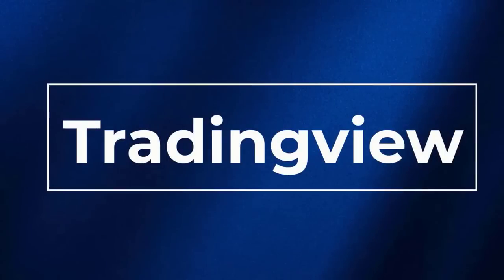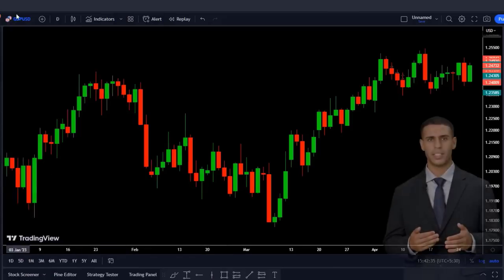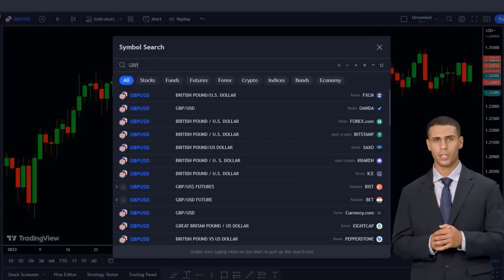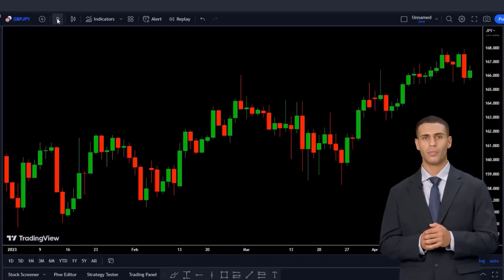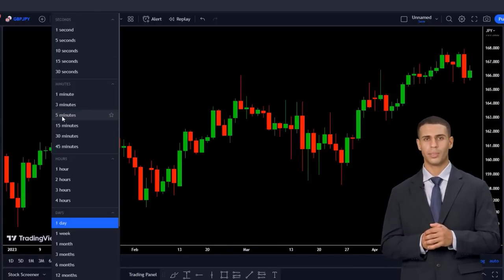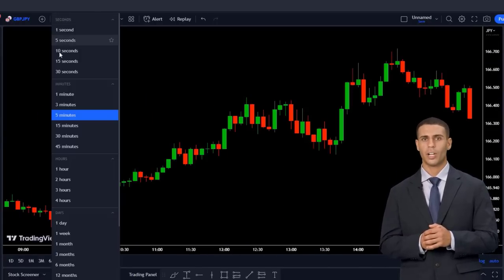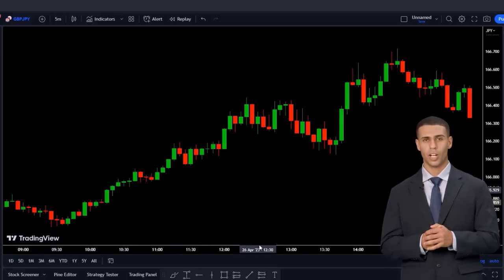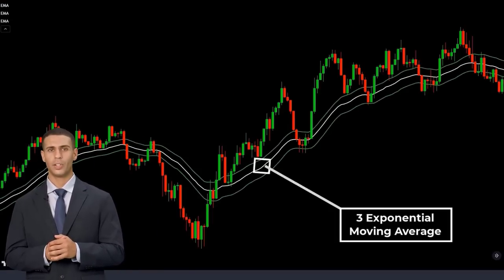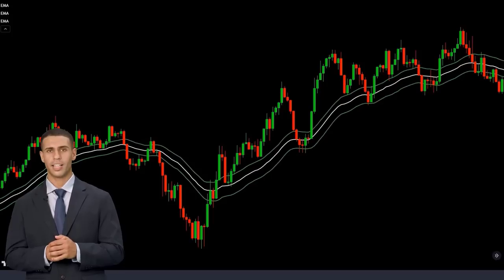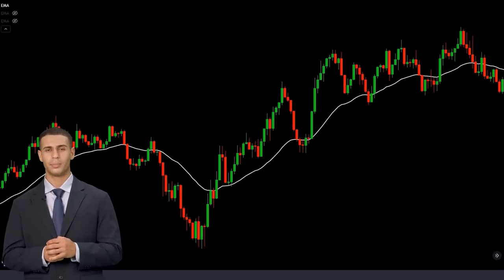First of all, open the TradingView.com website and then select the GBP/JPY Forex currency pair. Next, I'll set my time to the 5-minute time frame for this strategy. But keep in mind that you can use this method on all time frames, and this strategy can be profitable on all of them. These three lines are just regular exponential moving averages. The only difference between these moving averages is how they are set up with various settings.